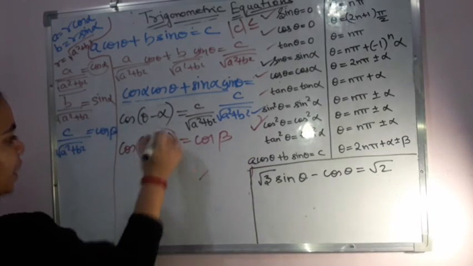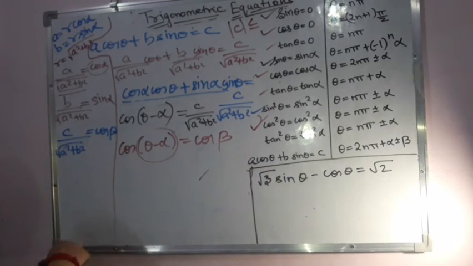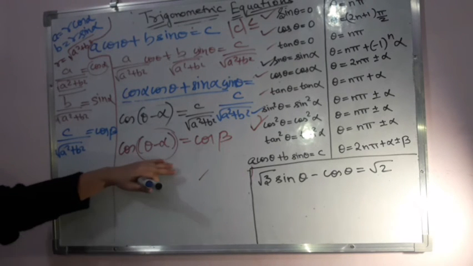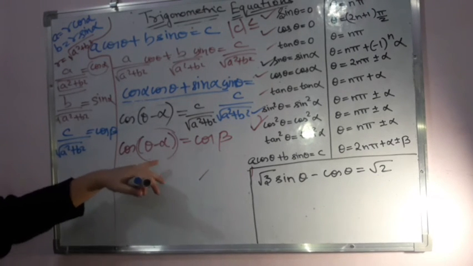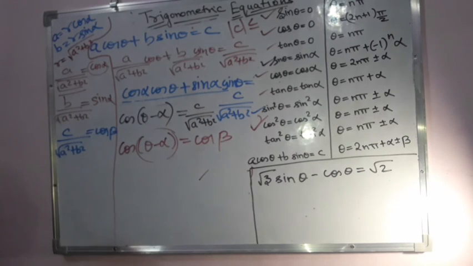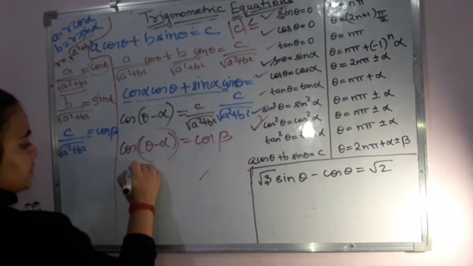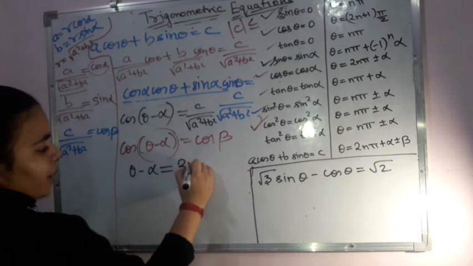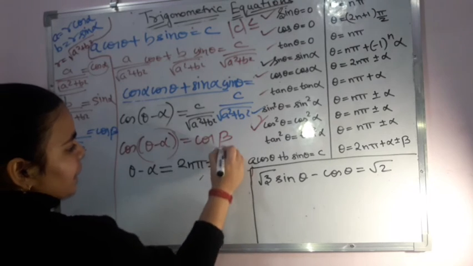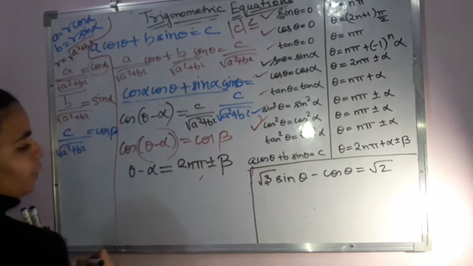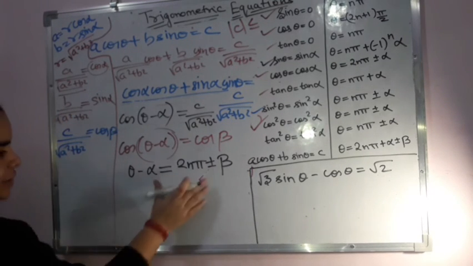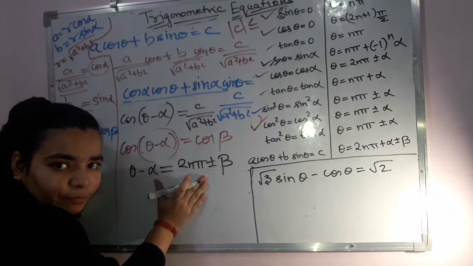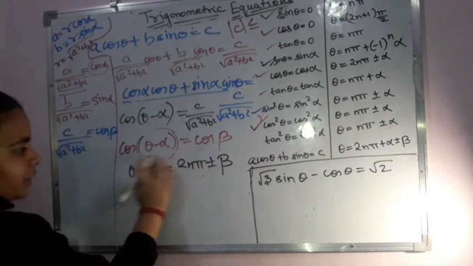Although I have written theta here, I am trying to compare it with the previous equations, so we assume this entire part to be theta, equal to cos alpha. Then theta is equal to 2n pi plus minus alpha. So theta minus alpha is equal to 2n pi plus minus beta, since alpha is beta over here. Please don't get confused with the values. Just see what is written here.